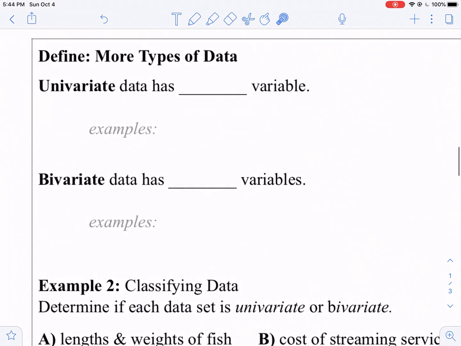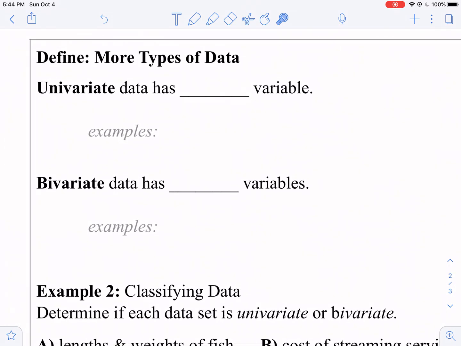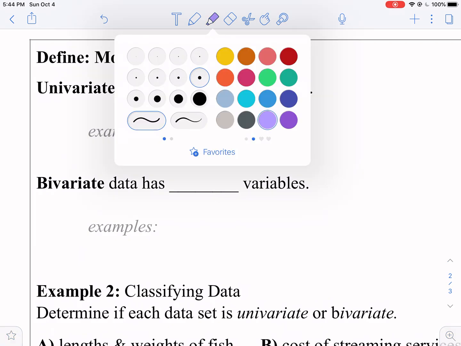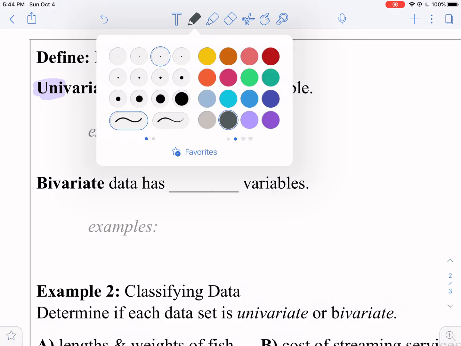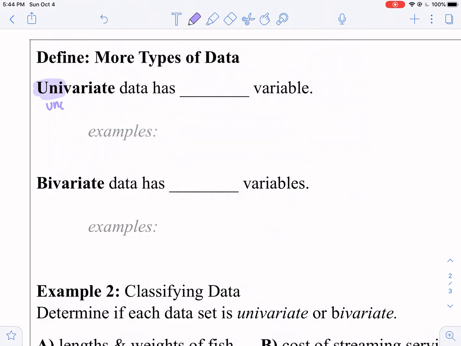Okay. We have another type of data in addition to qualitative and quantitative. We have univariate, uni, like one, like Uno. It has one variable. And then bivariate, like a bicycle or bifocals, that's two. So bivariate data has two variables. You see variate, meaning variable.